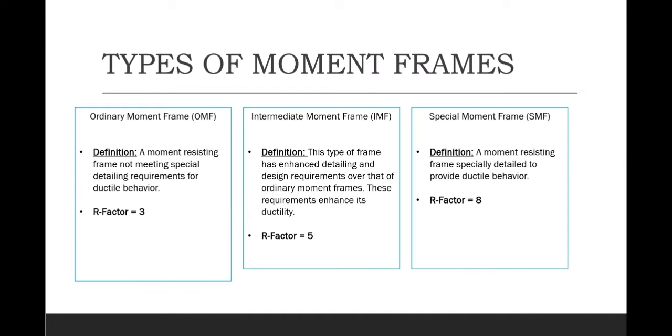frames. Ordinary moment frame is a moment-resisting frame which has little resistance to seismic force, with a reduction factor of 3. The intermediate moment frame is a type of frame that enhances detailing and design requirements over those of the ordinary moment frames, which has a higher resistance to seismic load than the ordinary, while the special moment frame is a moment-resisting frame especially detailed to provide ductile behavior, which has a higher resistance to seismic loads, with a reduction factor of 8.